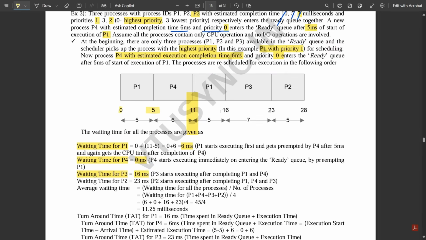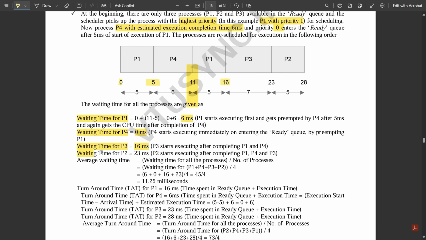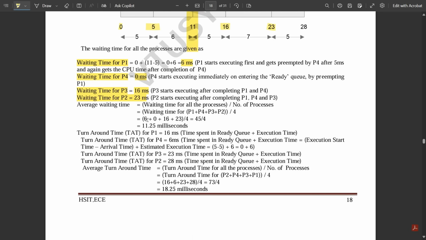Why? Because in order to complete P1, P4, and P1, only after these would P3 be executing, right? So it should be waiting for 16 milliseconds. Similarly for P2, it is 23 milliseconds, because of the total time taken for P1, P4, P1, and P3 to completely execute, it would be waiting for 23 milliseconds. Okay, so these are the waiting times for P1, P2, P3, and P4: that is 6, 23, 16, and 0. Now take the average: 6 plus 0 plus 16 plus 23 divided by 4. The answer is 11.25 milliseconds.